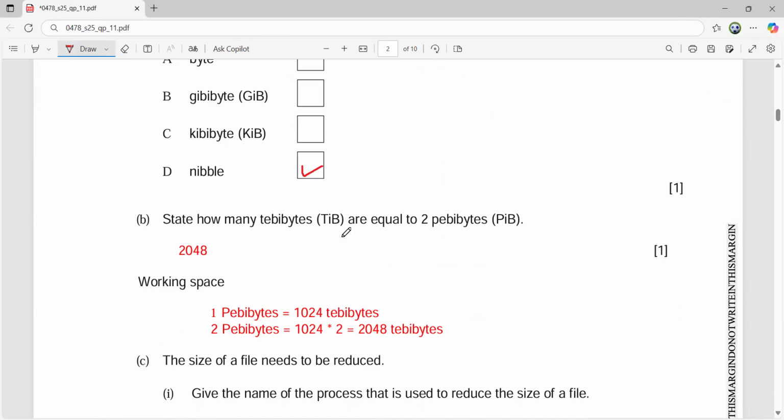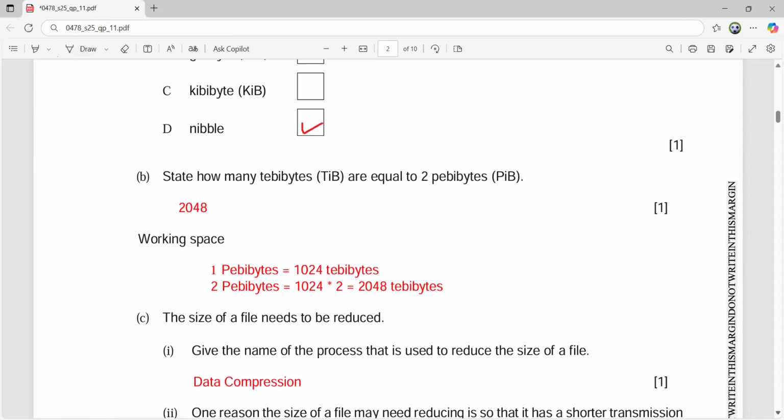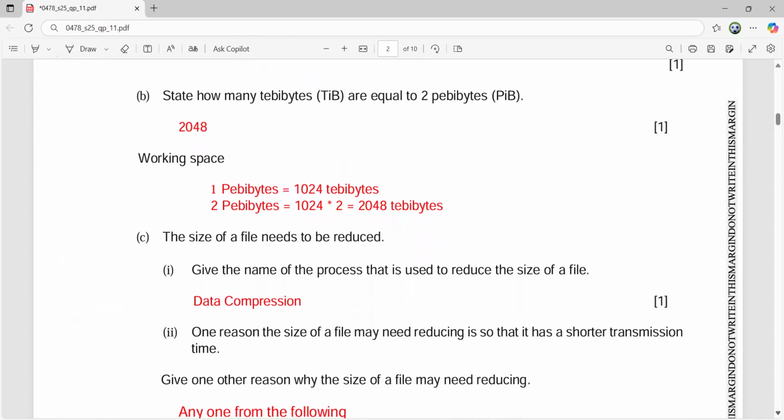Moving to the next part. Part C. The size of a file needs to be reduced. Give the name of the process that is used to reduce the size of a file. That is data compression, 1 mark. One reason the size of a file may need reducing is so that it has a shorter transmission time.